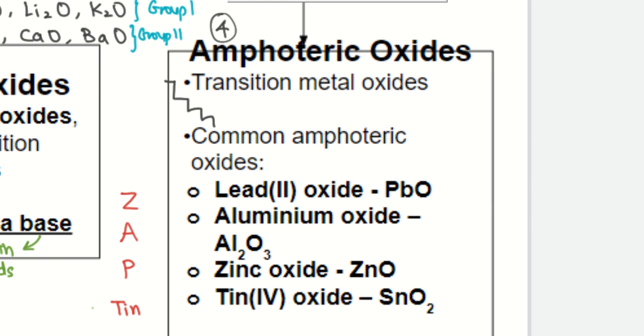Why zeptin? Because Z stands for zinc oxide, A stands for aluminum oxide, P stands for lead-2 oxide because lead-2 is Pb2+, and then tin would be tin-4 oxide, also known as SnO2.